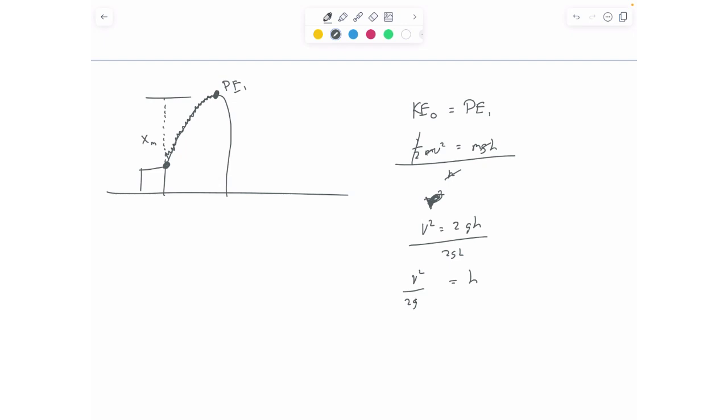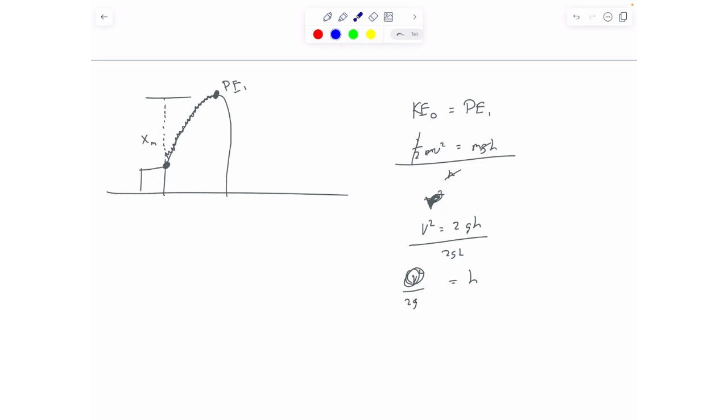And remember here, v is not 12 meters per second. We're just looking at the vertical part, because at the top here, it's still moving in this direction, right? So it still has kinetic energy. It just doesn't have kinetic energy in the y direction. I mean, there's no velocity in y.